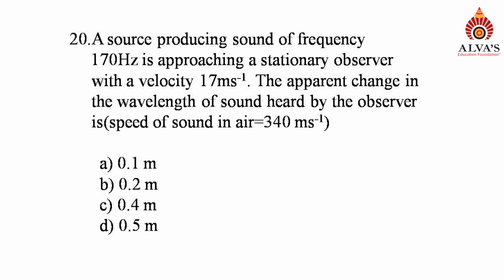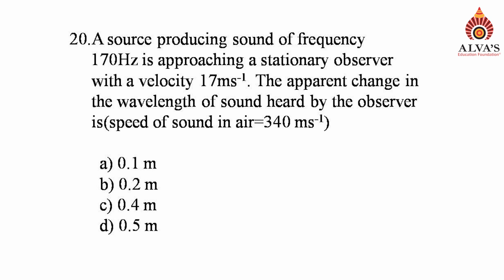A source producing sound of frequency 170 Hz is approaching a stationary observer with a velocity 17 meter per second. The apparent change in the wavelength of sound heard by the observer is. Speed of sound in air is given 340 meter per second. So, source is producing the sound of frequency 170 Hz. You have to find out change in the wavelength. Hence, calculate initial wavelength lambda.